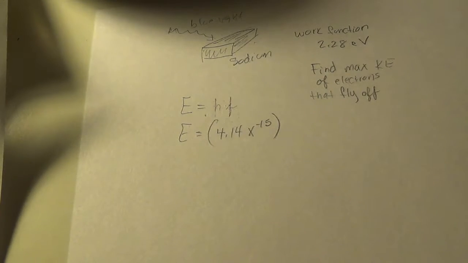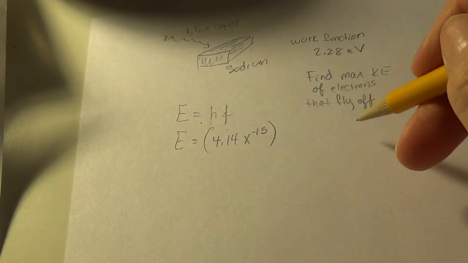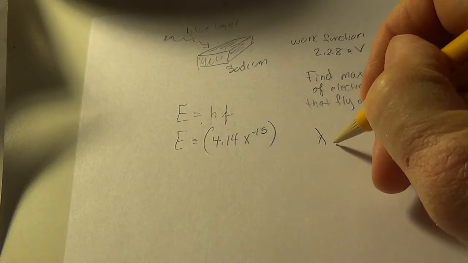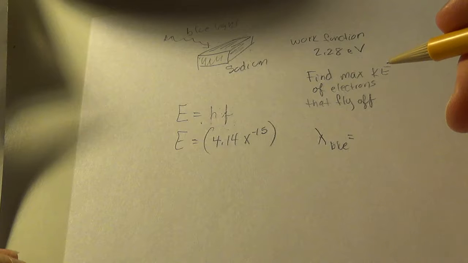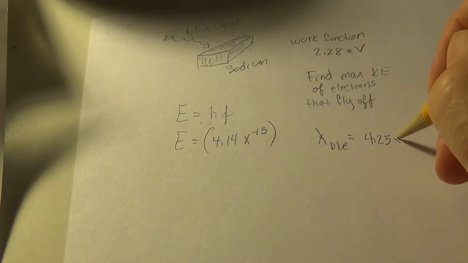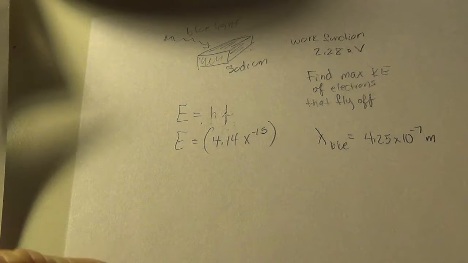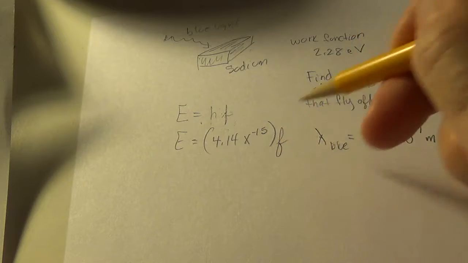So back to the drawing board here. Blue light has a wavelength that we know, but we don't need wavelength, we need frequency. So if we know that the wavelength of blue light is, say it is given to us as 4.25 times 10 to the minus 7 meters. Alright, so we won't work in nanometers, we'll go right to the tiny meters. And I want to find out what this value, frequency, is.